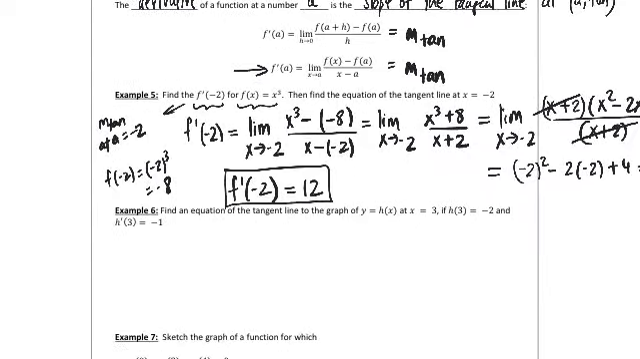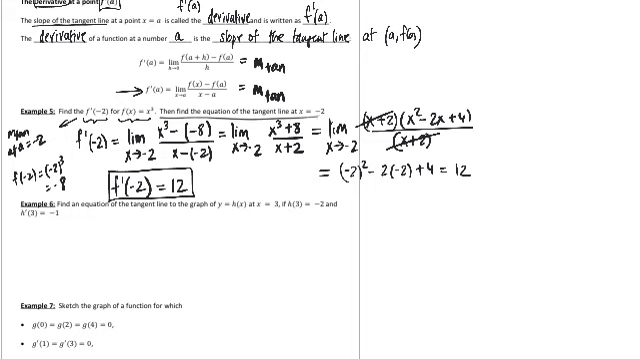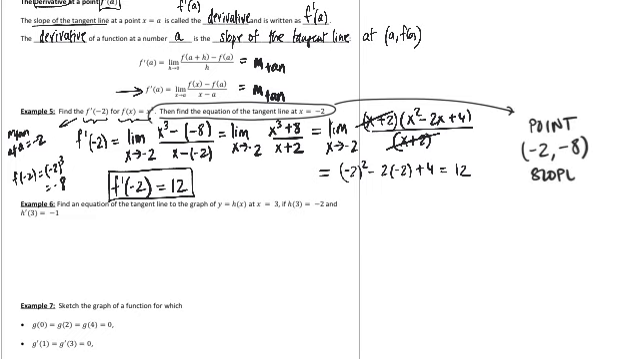Okay, and then it said, oh, find the equation of the tangent line. Well, now I'm doing this piece right here, right? So the point is (negative 2, negative 8). The slope is the derivative f prime of negative 2, which is 12. So y minus y1 is equal to m times x minus x1. That's the slope of the tangent line.